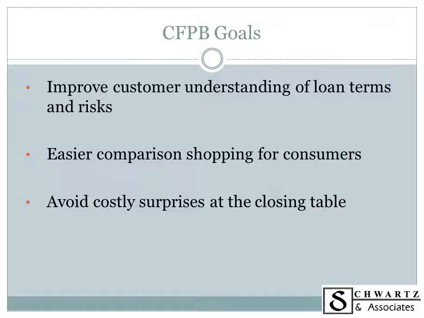The CFPB also believes the new forms will make it easier for consumers to comparison shop between different lenders and will allow them to shop for the best deal on closing costs. Finally, the new forms are intended to help avoid surprises at the closing table by imposing stricter limits on closing cost increases and by giving the consumer more time to review and consider the loan.